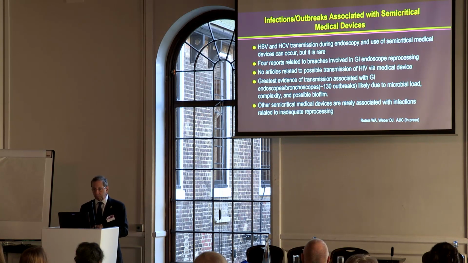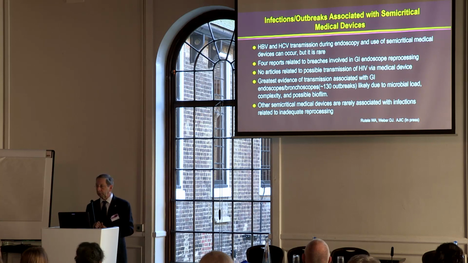Now, as I've mentioned before, hepatitis B and hepatitis C transmission has been shown. Fortunately, it appears to be rare. There are 4 reports related to breaches in GI endoscope reprocessing. None via HIV yet, because the risk of that is probably less. We talked about the greatest evidence for transmission being associated with GI endoscopes and bronchoscopes, particularly the GI endoscopes more than the bronchoscopes, but that's likely due to microbial load, the complexity, long devices, thin lumens, and biofilm formation inside. Rips, tears, and others are likely to be associated with that.